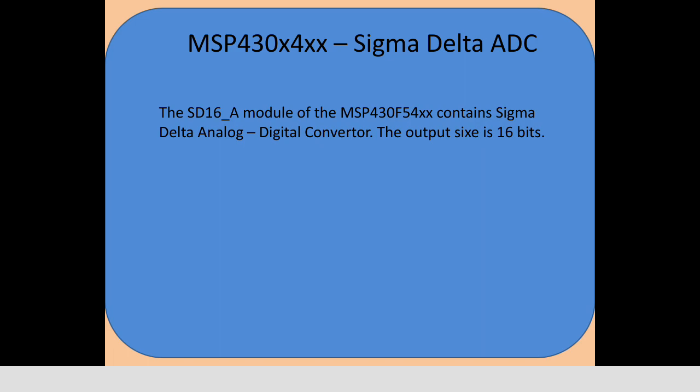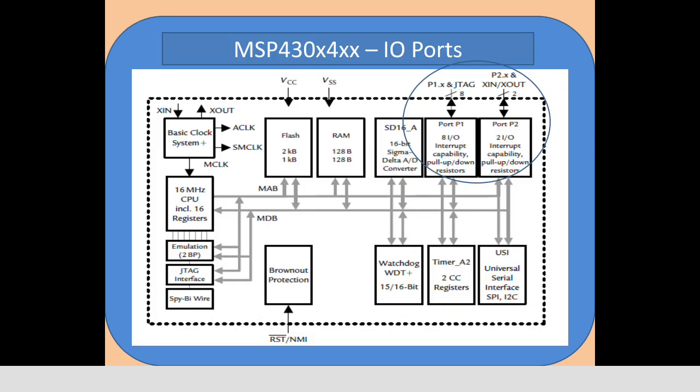Why? Because the microcontroller and microprocessors understand only digital information, so whatever analog information we are going to feed into the microcontroller should be converted into digital. For that we are using the analog to digital converter. But here we are using only one technique, that is the Sigma Delta technique, to convert analog information into digital information. Now the output size of the digital is 16 bit.